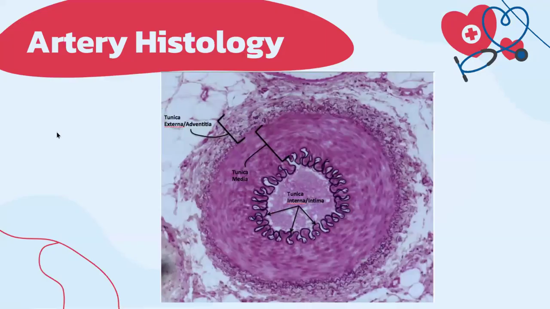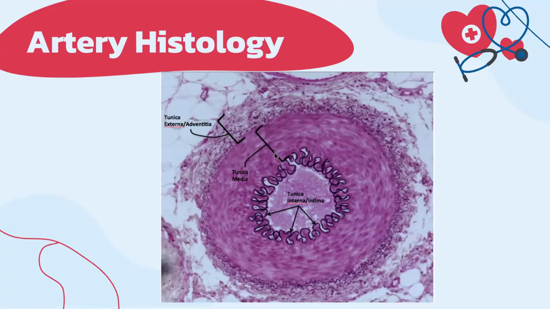Now we're going to look at some artery histology. So you have three different tunicas. The first tunica and the most interior tunica is your tunica interna, which is this black little squiggly line area over here in the center. Then, where you have a lot of smooth muscle tissue, that is going to be your tunica media.